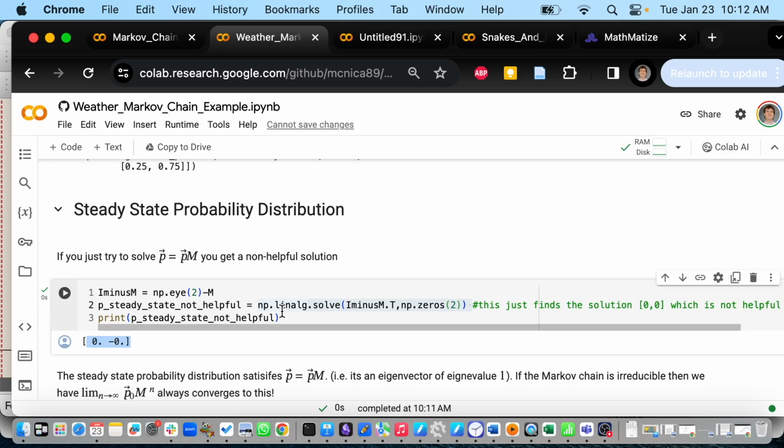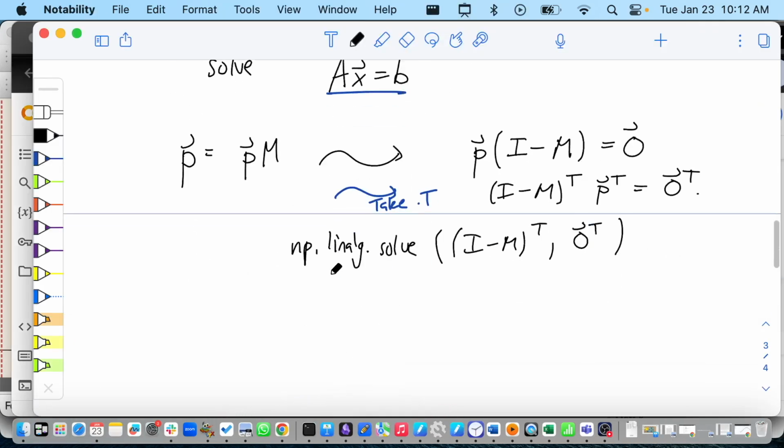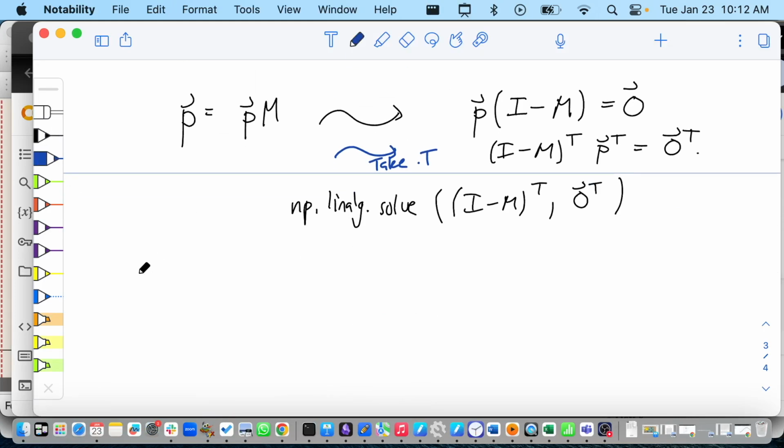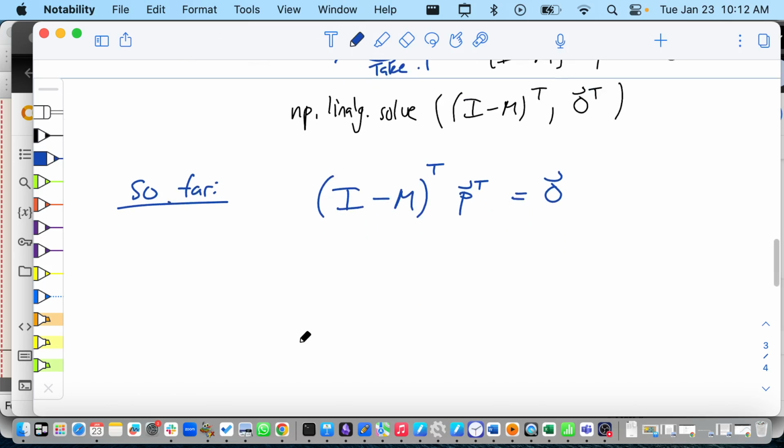Here, I'll put this back up. So far we have I minus M transpose of p transpose equals the 0 vector, or if you want, we could write it the other way. Yeah, let's write it the other way. I think it's easier to think about the other way, and then we'll do all the converting at the end. Let's do it like this: p times this thing equals the 0 vector.